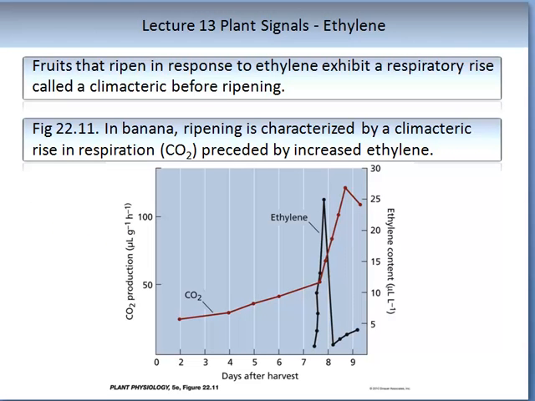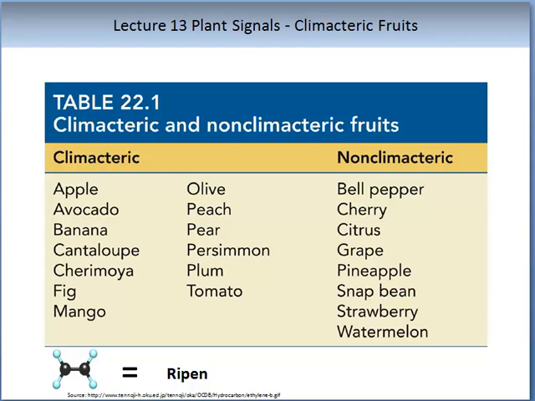Fruits that ripen in response to ethylene exhibit a respiratory rise called a climacteric before ripening. The figure on the slide in banana illustrates ripening characterized by climacteric rise in respiration of carbon dioxide, which is preceded by an increase of ethylene. Fruits can be separated into 2 groups, those that are climacteric and those that aren't. The table on the slide shows you some examples of each of these groups.